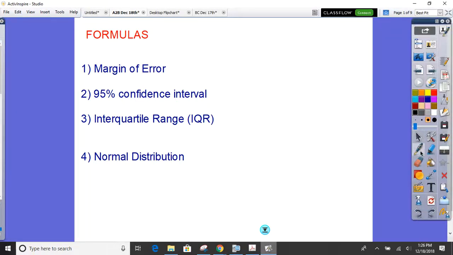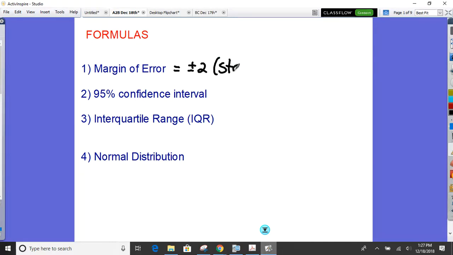All right, margin of error. We already just went over that. It is plus or minus 2 times my standard deviation.